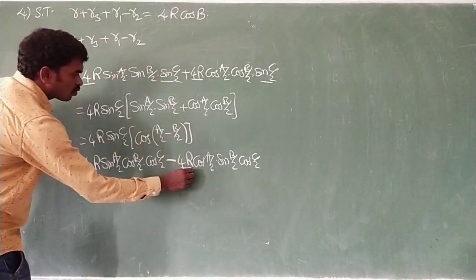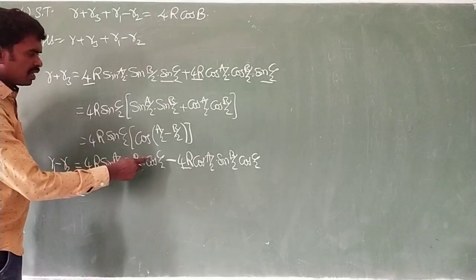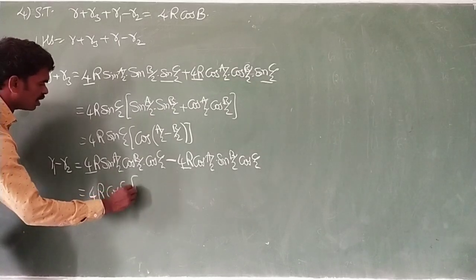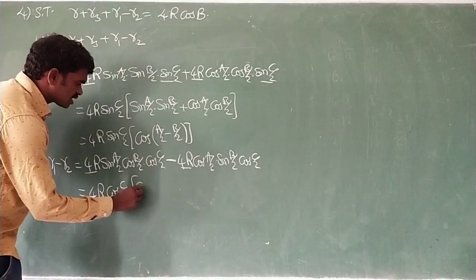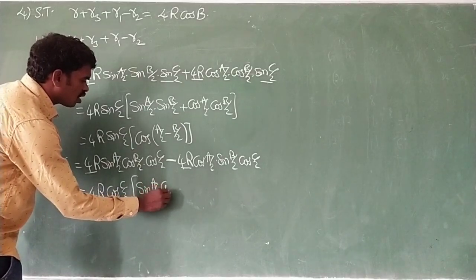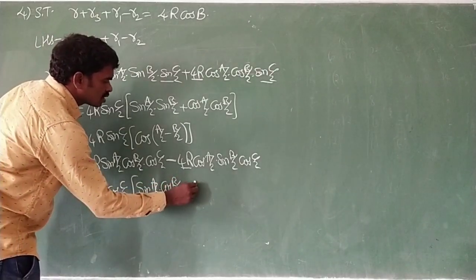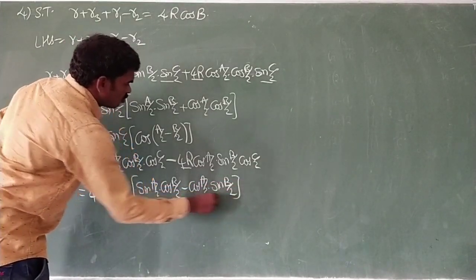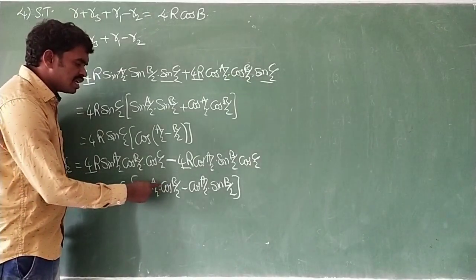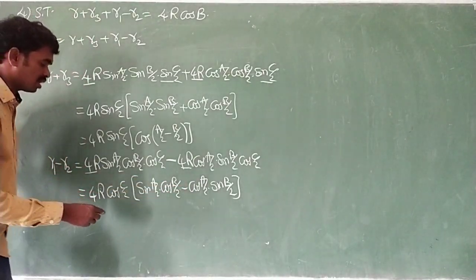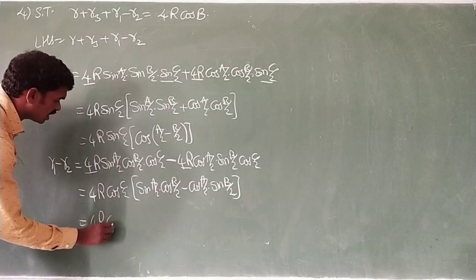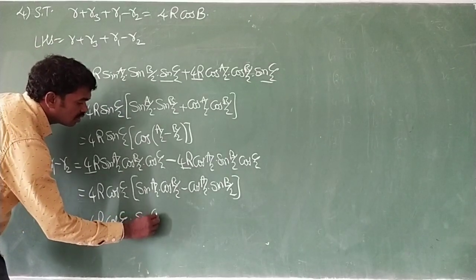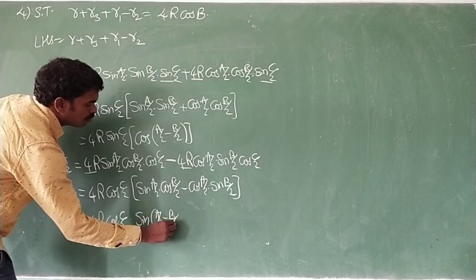What is common? 4R is common. A by 2 no, B by 2 no, cos C by 2 is common. So take 4R cos C by 2 out as common. Then what is remaining? sin A by 2 into cos B by 2 minus cos A by 2 into sin B by 2. Now which formula is this in the form of? sin A cos B minus cos A sin B, the second formula, is sin of A minus B. So sin of A by 2 minus B by 2.